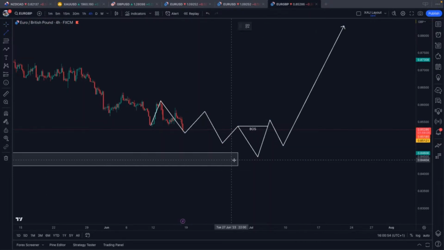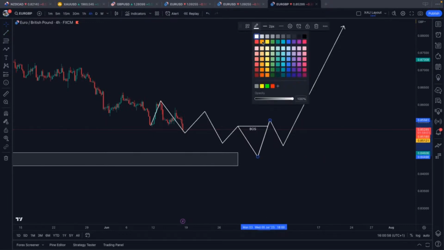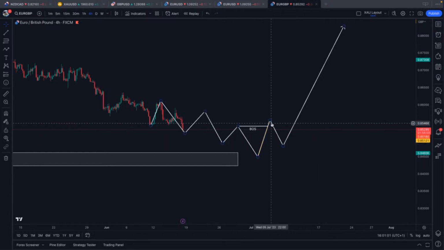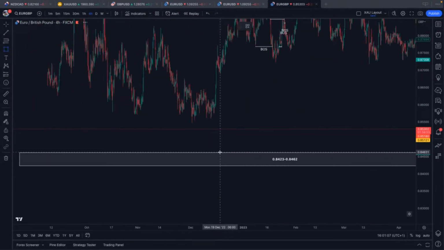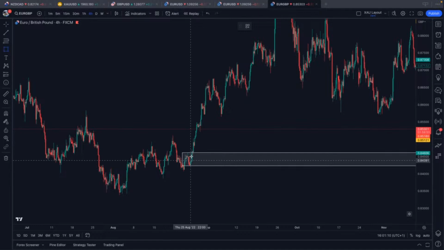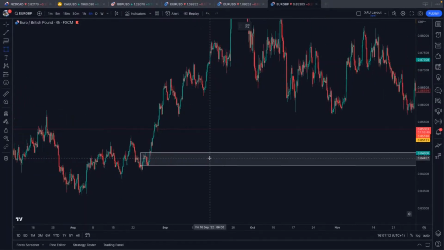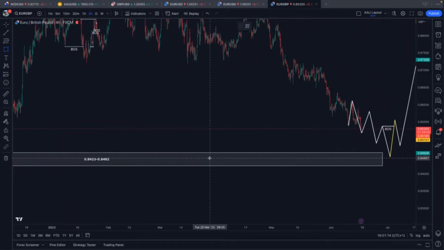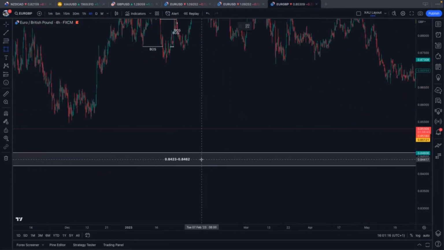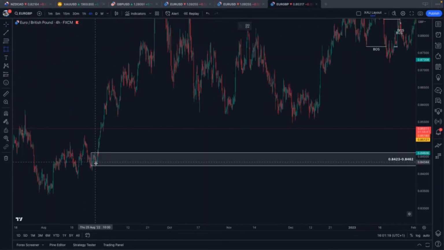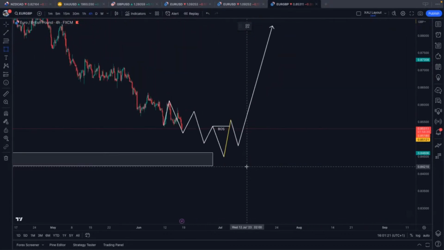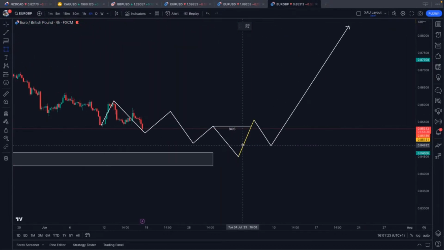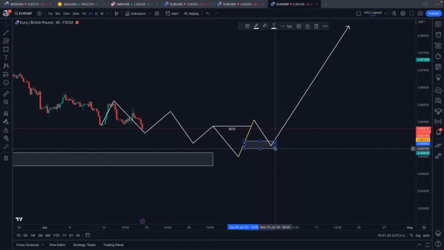So if I just mark this out in a different color so you can see, we'd mark this impulsive wave that broke the structure to the upside and find an unmitigated last sell to buy region, just like we have done here. So we are literally repeating the same process, but just doing it more fractally. Okay, so we are just finding another demand zone like this, but within this structure. So let's just say that we find one here.